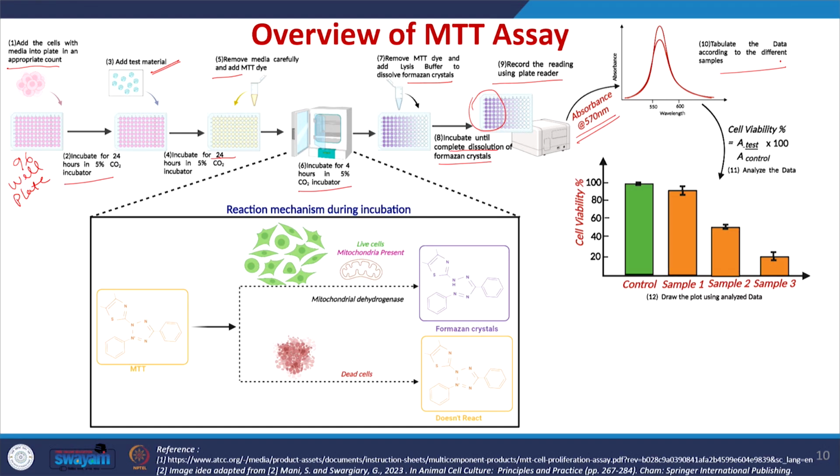Tabulate the data and the cell viability can be calculated by using the formula A test by A control multiplied by 100. Here A denotes absorbance. Then we can analyze the data. For example, in this case, the control is 100% and for sample 1, you can see the cell viability is more than 80%. That means sample 1 is a biocompatible material. If the cell viability is more than 80%, the material is biocompatible in nature. Whereas you can see that for sample 3, the cell viability is less, which is toxic in nature. So, based on this, we can easily understand the cytotoxicity of your material.